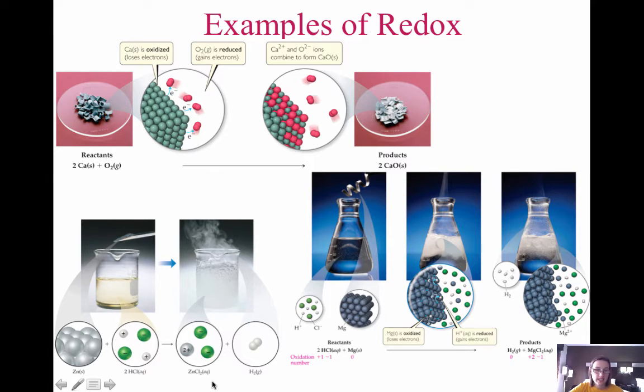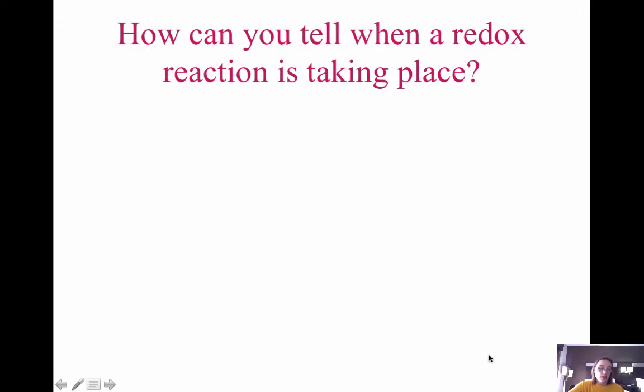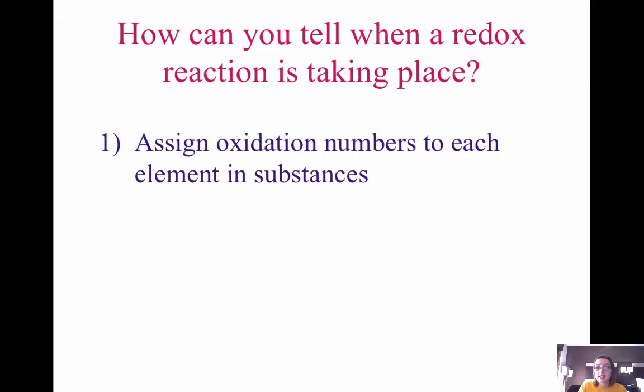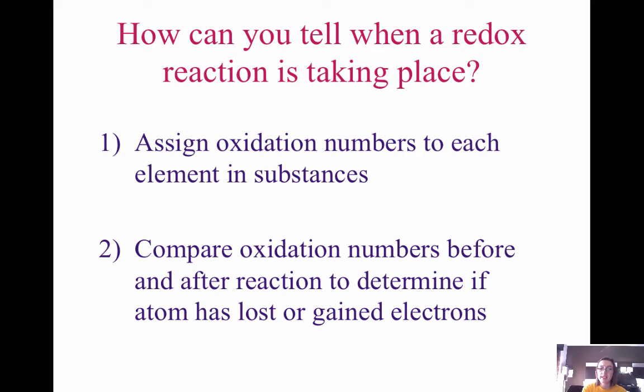And then you can see two other examples: zinc and hydrochloric acid, and magnesium ribbon and hydrochloric acid, and you can look at the oxidation numbers. So how can we tell if a redox reaction is taking place? The first thing you want to do is assign oxidation numbers to each element in the substances, both reactants and products. And then compare the oxidation numbers before and after to determine if it has gained or lost electrons. If it has gained or lost electrons, then it's redox. If the oxidation numbers stay the exact same, then it's not redox.